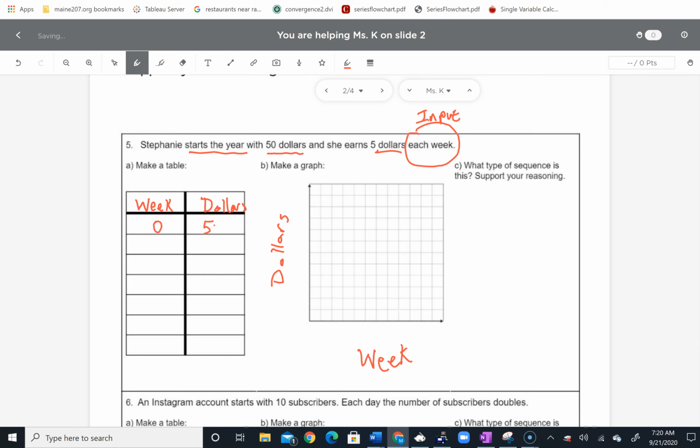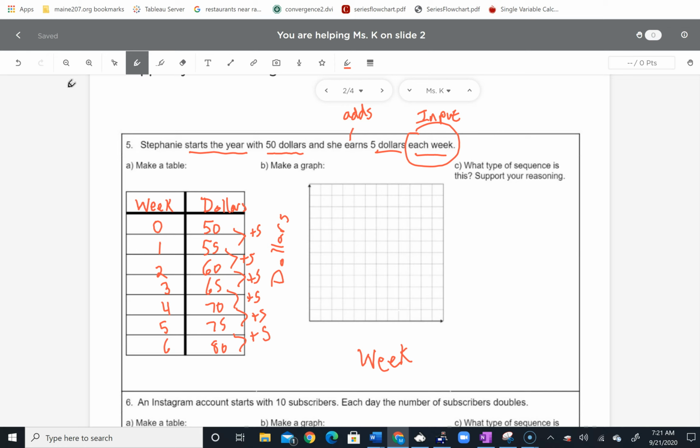She starts with $50. And then each week she earns, well, another way to look at that is to say that she adds $5. So we'll have 1. Here we've got a pattern of adding 5. Here's a 2. We're going to go up to another adding of 5. 3. We'll go up to 65. You get the idea. And here's 5. We'll have 75. And 6 would be up to 80 if we added a 5, right? So our table has been completed.